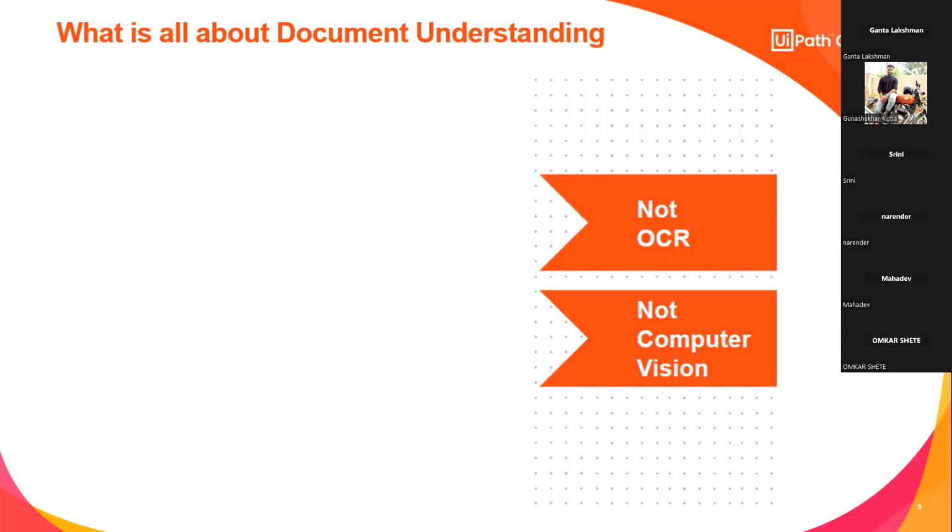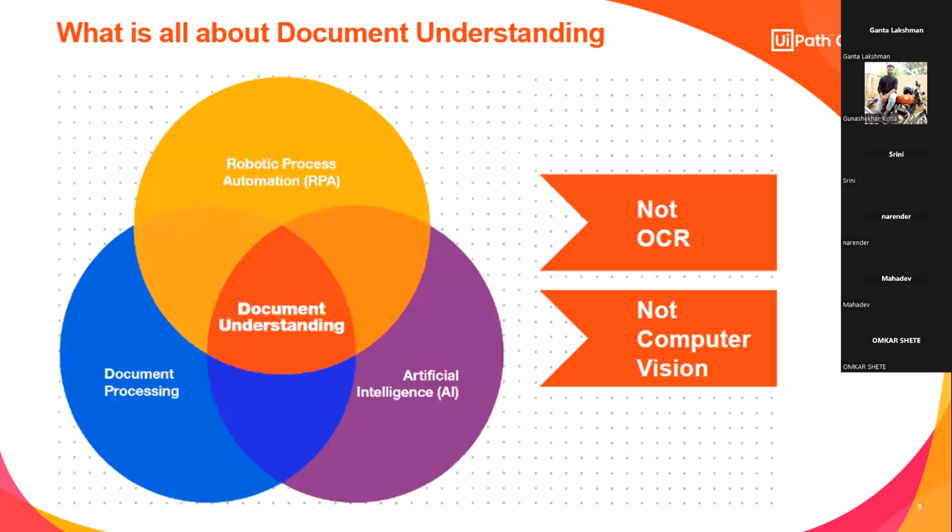Then what exactly is document understanding? Document understanding is a combination of RPA, document processing, and artificial intelligence, all three together. Why is it required? Because right now, if you take any other OCR, you need to integrate it with an RPA tool, which is an outside vendor again. Let's suppose you take ABBYY software. In ABBYY software there is no RPA tool integrated, so again you are integrating with UiPath.